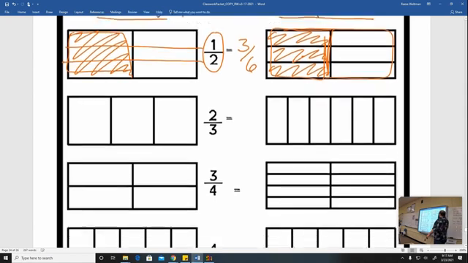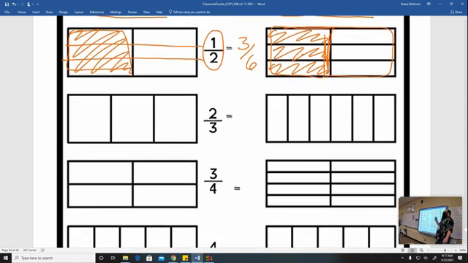So let's take a look at the next one. We have 1/2 equals 3/6. Now, guys, how do we also know that 1/2 equals 3/6? How many times does 3 go into 6? What's the relationship between 3 and 6? It's half of 6. That's exactly right. 3 is half of 6, so 3/6 equals 1/2.